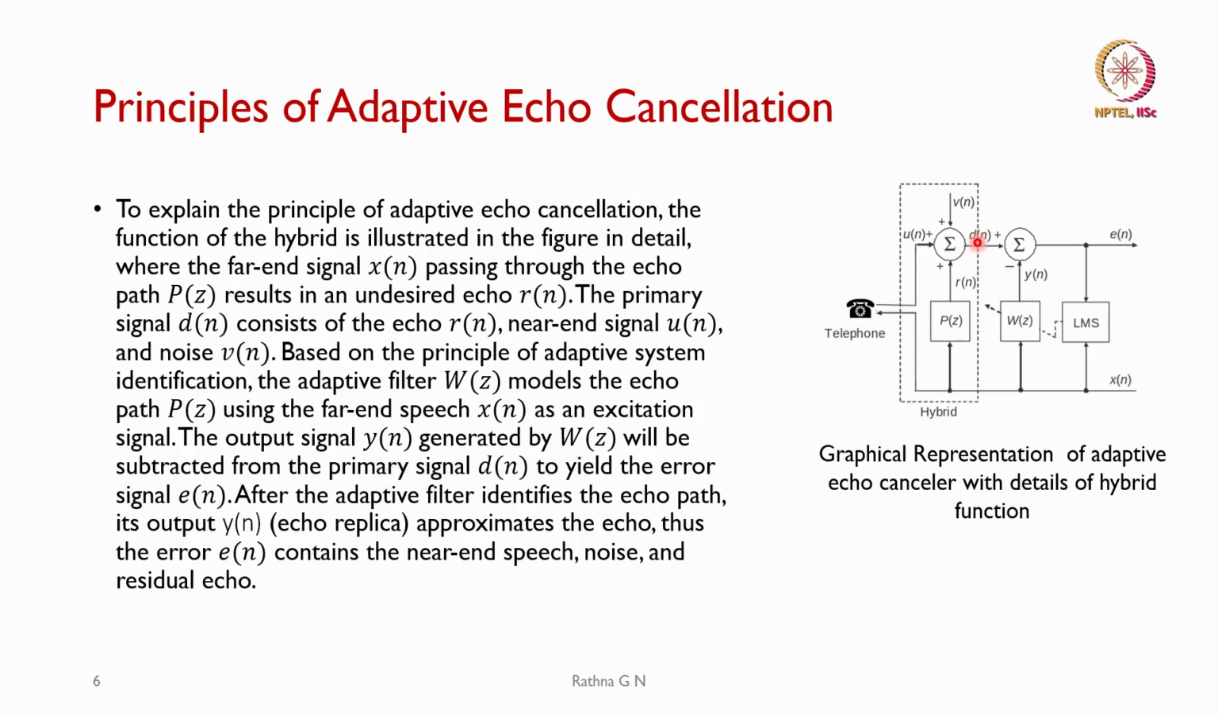So, this becomes our desired signal, and by subtracting it we calculate the error, which we will try to minimize. After the adaptive filter identifies our echo path, its output y of n, the echo replica, approximates the echo. Thus the error e of n contains the near end speech, noise and then residual echo. We may not be able to completely suppress the echo, but most of it is going to be suppressed.